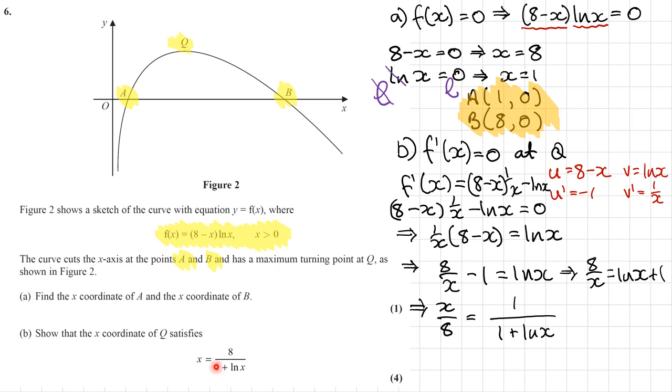So I'm just keeping an eye on this and getting it in that form there. So swapping that around so it matches up with that. Always get your answers to match up exactly with the form that they want. Then the next step, times both sides by x. x is equal to 8 over 1 plus log x as required. So we've got it in the form that they want for part B.